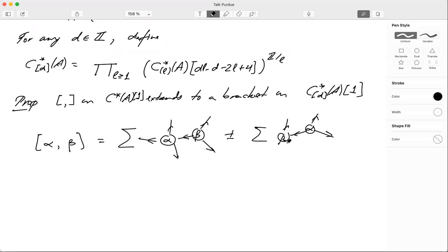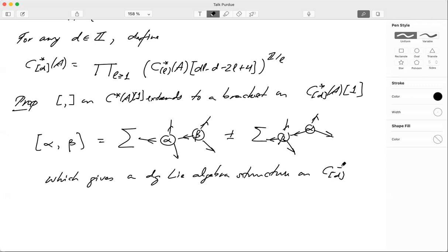So here alpha and beta both have 3 legs, for example, and you see the outgoing thing has 5 legs, right? But it extends to a bracket, and so a bracket which gives the DG algebra structure on this space, right?